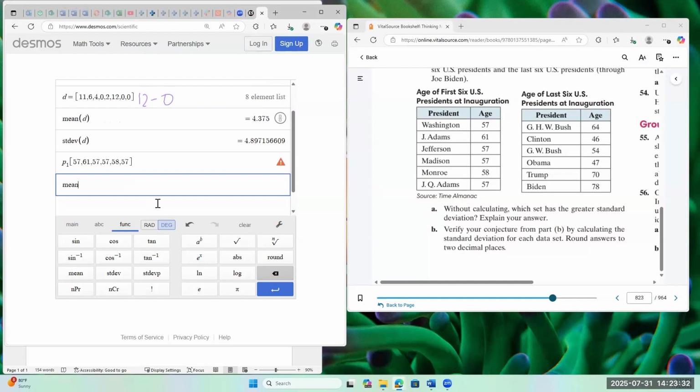Okay, and then we can find the mean. Oops, forgot the equal sign here. So the average age is basically 58. Then I'm going to do P2 for the other list of presidents' ages, and we have 64, 46, 54, 47, 70, 78.